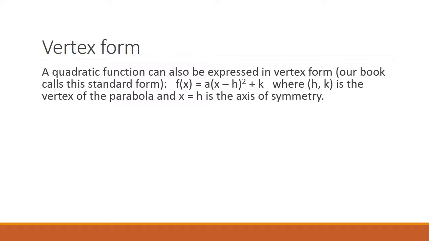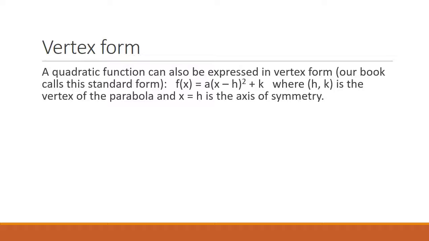A quadratic function can be expressed in vertex form. Now, our book calls this standard form. I'm not really sure why, but most books will call this vertex form. The form is f of x equals a times x minus h squared plus k, where (h, k) is the vertex of the parabola and x equals h is the axis of symmetry.